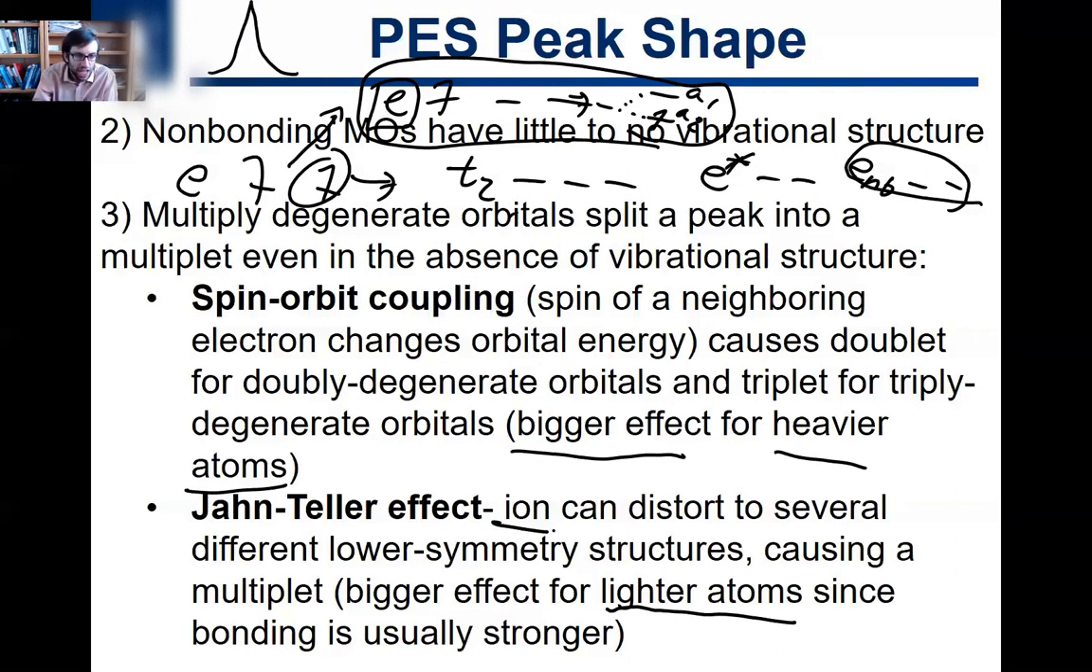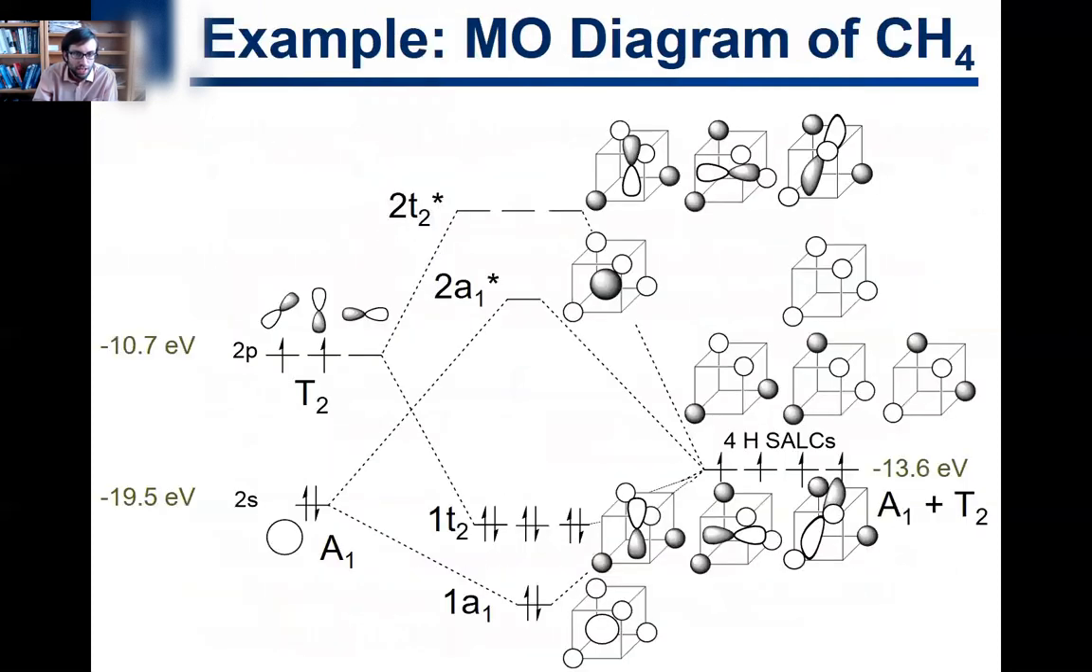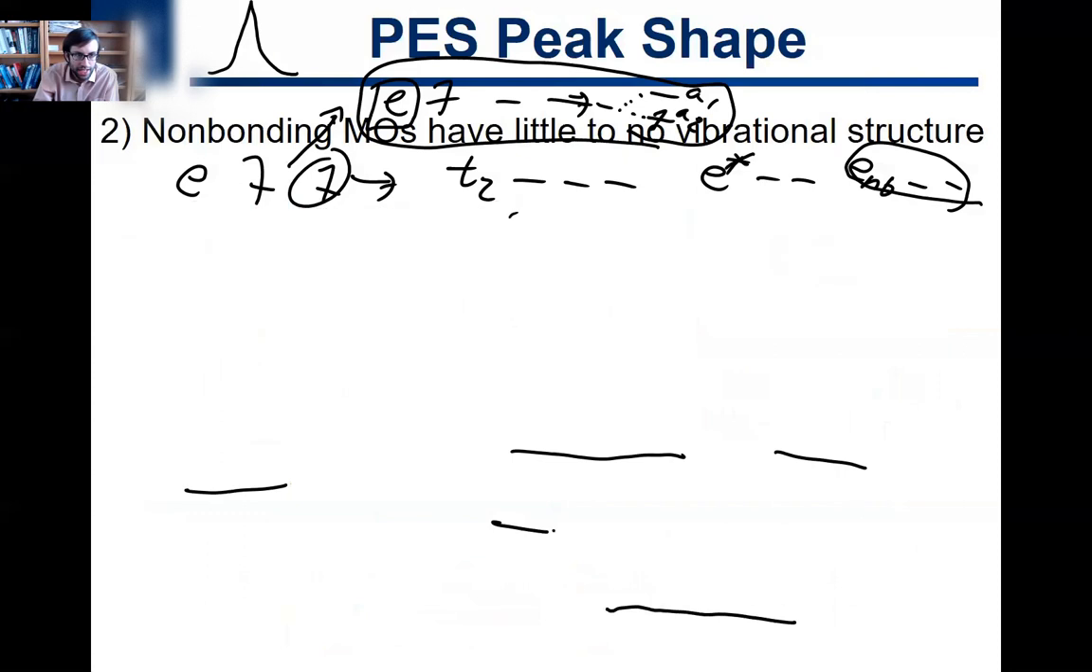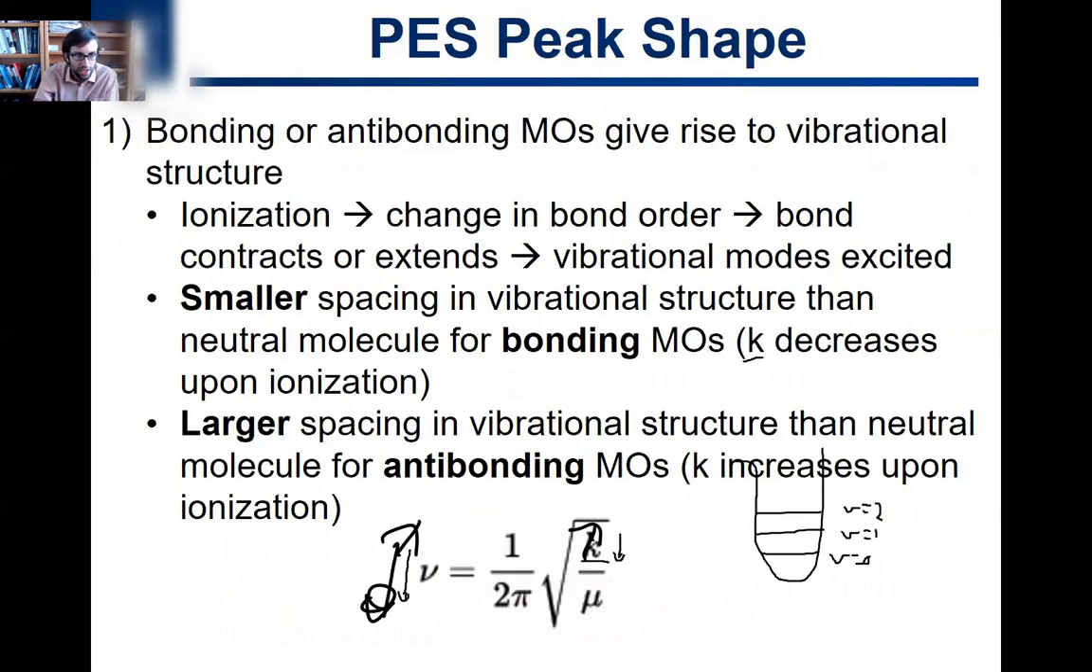Okay, so there's a lot to unpack there. And so what we're going to do in the next section, the next video, is go over some examples of photoelectron spectroscopy, taking into account these three sorts of things that give rise to different peak shapes, to help us analyze the spectrum.